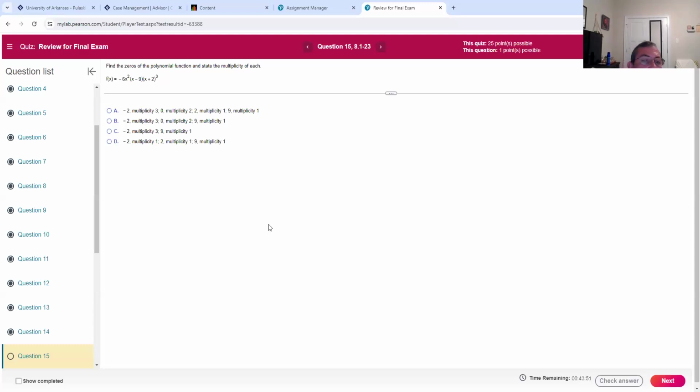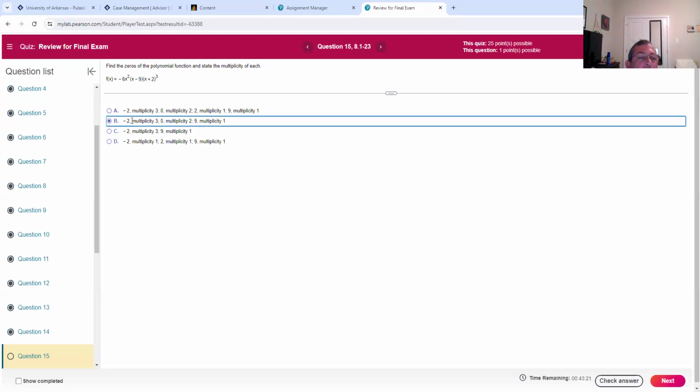All right, so they're starting with -2. For our -2, we had a multiplicity 3. So the first one got that. Then they got 0 with multiplicity 2, so we had that one. So that looks like A and B are still alive. So we've got to look at this last 0. We had a 9 and it had a multiplicity 1. So we would go with B.